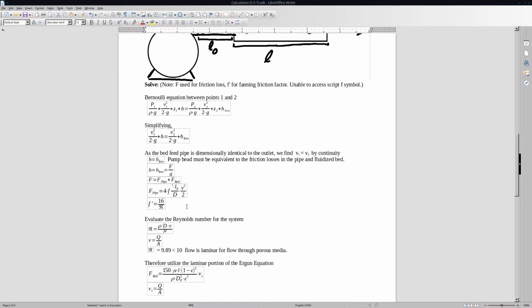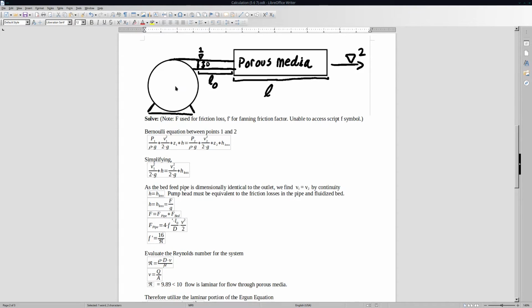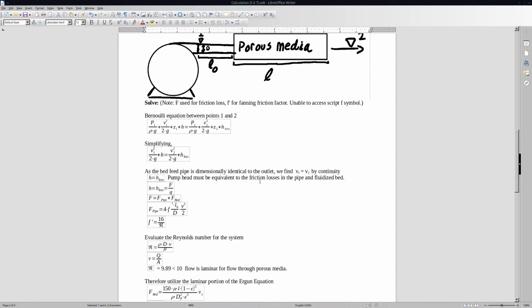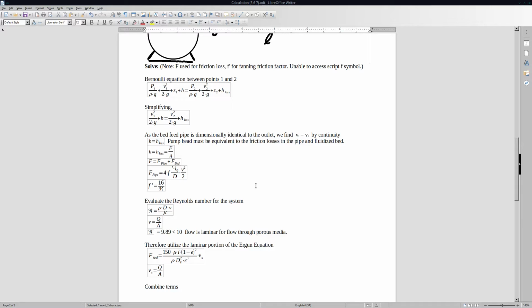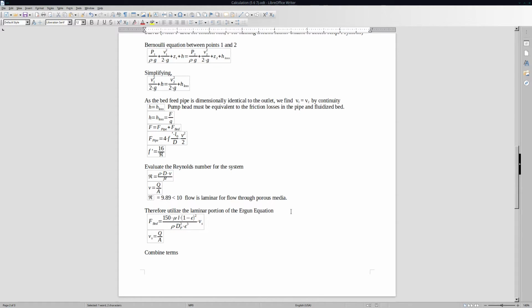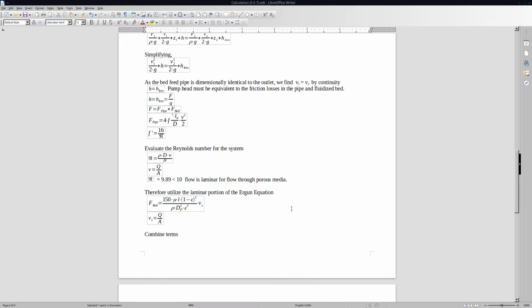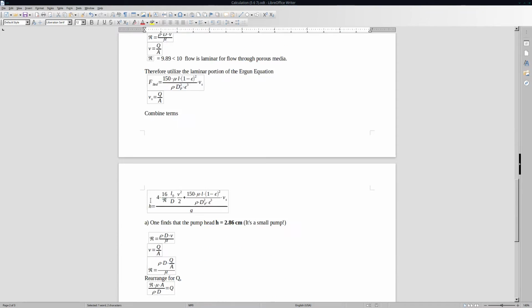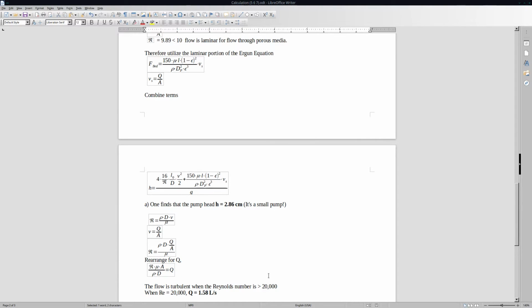So therefore, we can utilize this form of the friction factor, and we can find the friction loss equivalent to this equation for the internal fluid flow for the pipe, because we know that the friction loss over the system is going to be the sum of the friction loss through the pipe and the fluidized bed. Following, we utilize the laminar portion of the Ergun equation for our flow through porous media requirement. And then we combine our terms to find an equation for head, and we find that the pump head is equivalent to about 2.86 centimeters. It's a pretty small pump.